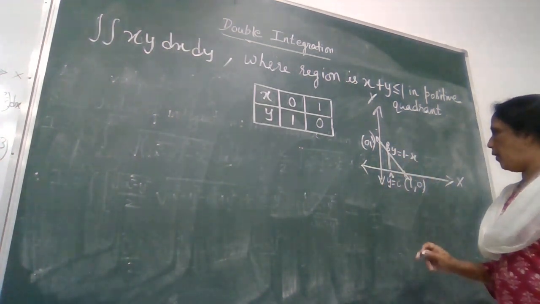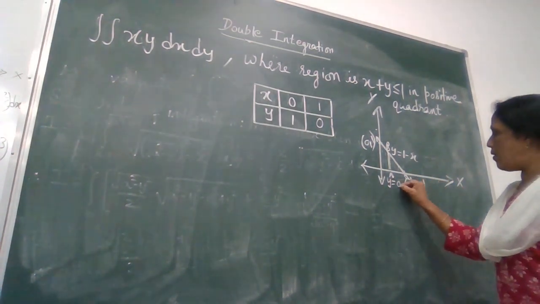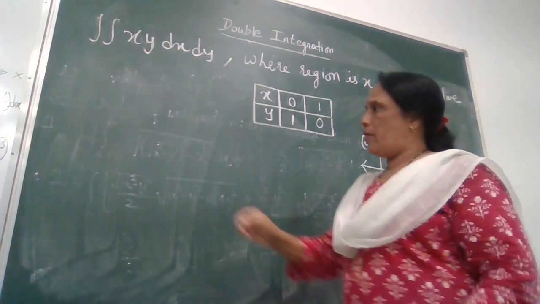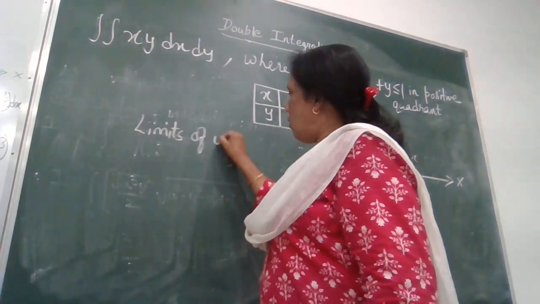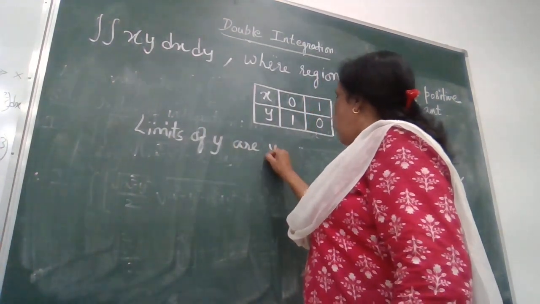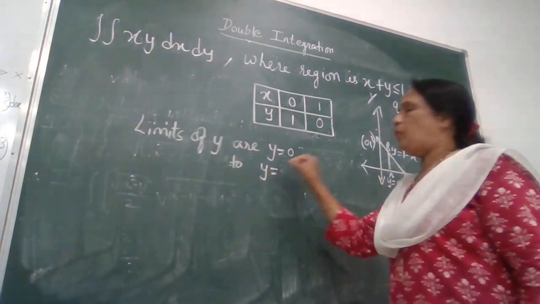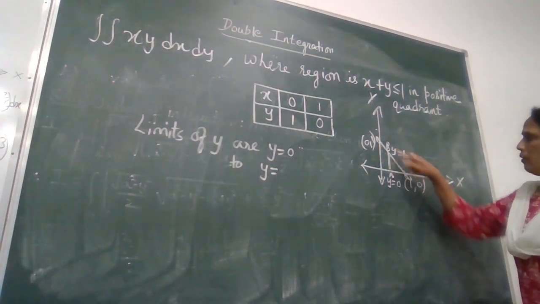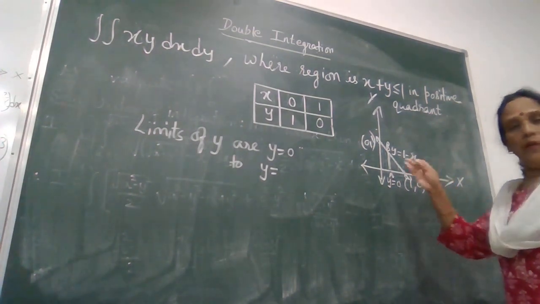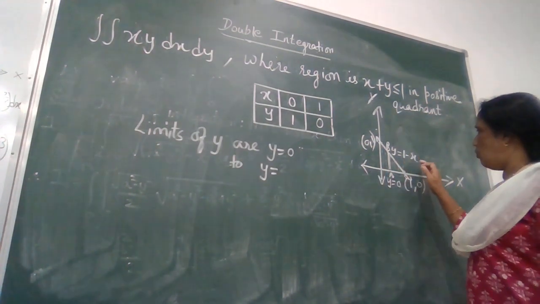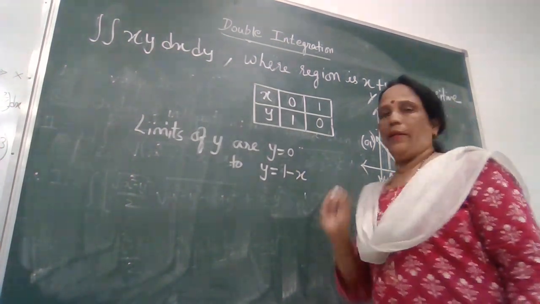So if we look at point A, the equation of this line, the x-axis, is y is equal to 0. So the limits of y are y is equal to 0 to y is equal to the upper limit. We look at this: point B lies on the line x plus y is equal to 1, but in terms of y it can be written as y is equal to 1 minus x. So the upper limit is y is equal to 1 minus x.